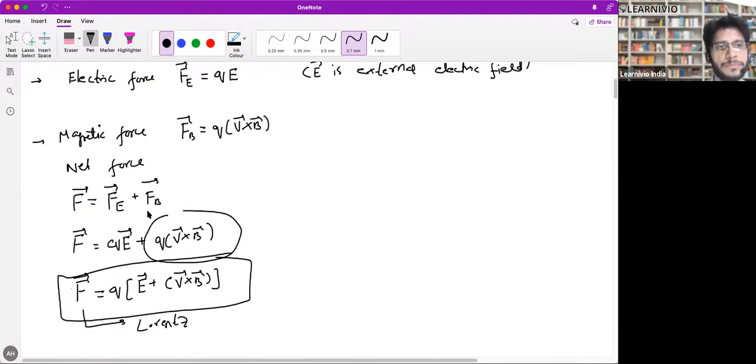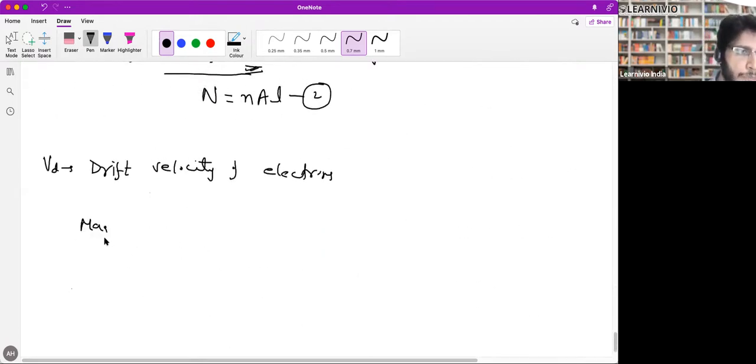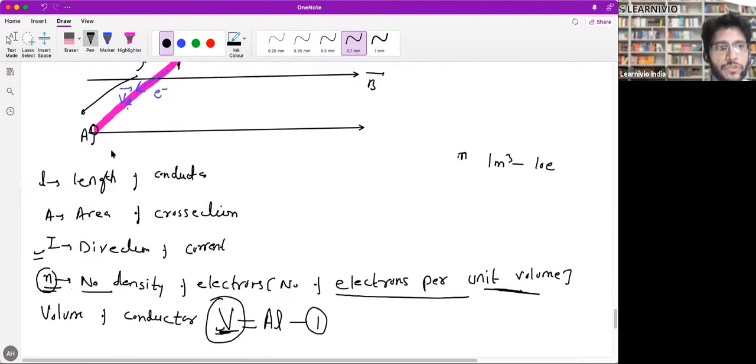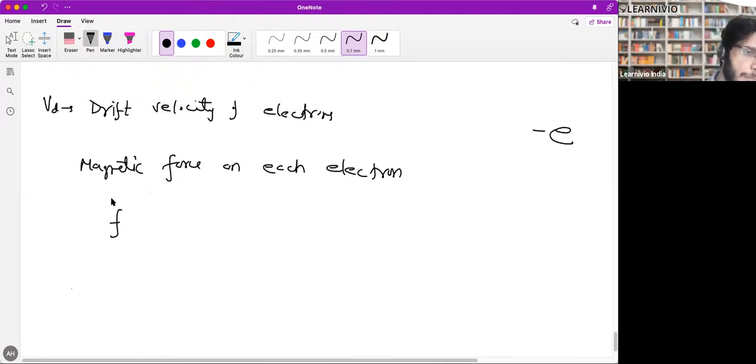So you have an electron which is moving with some velocity in a magnetic field B. This electron will experience a magnetic force. The charge of the electron is minus e, the velocity is the drift velocity Vd, and the magnetic field is B. Tell me the expression for the magnetic force on each electron.